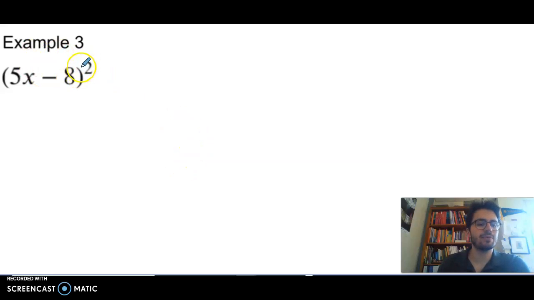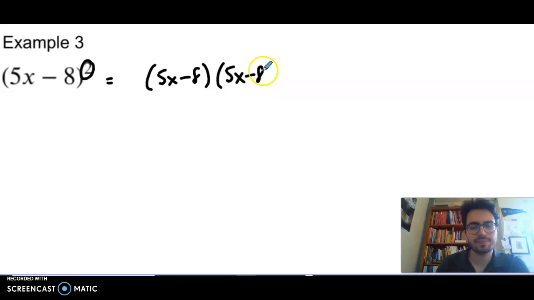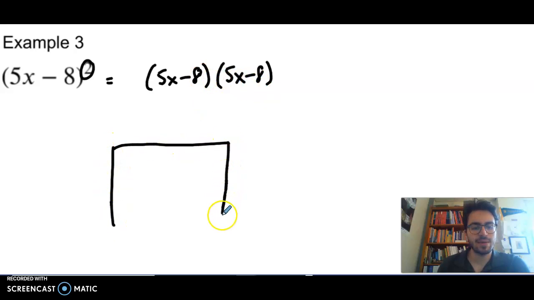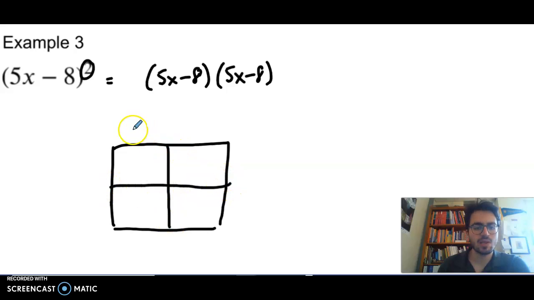Let's do this example. So here I have 5x minus 8 squared. We know what this means. This means I'm multiplying this twice. I'm going to go ahead and use the box method here. So here I have two terms, here I have two terms. Let me make a box. Put my 5x, negative 8, 5x, negative 8. Let's fill it all up.